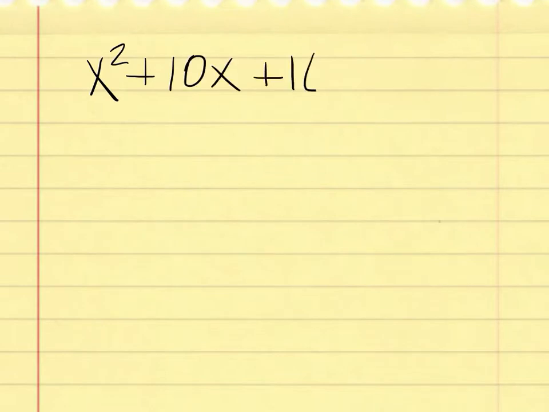First, we'll go over the discriminant. So here is a problem. The problem is x squared plus 10x plus 16 equals 0.